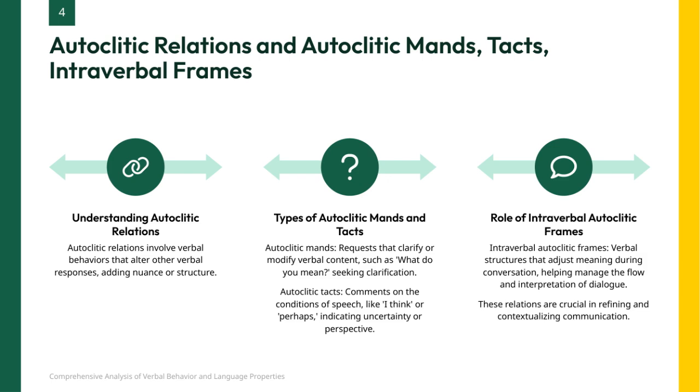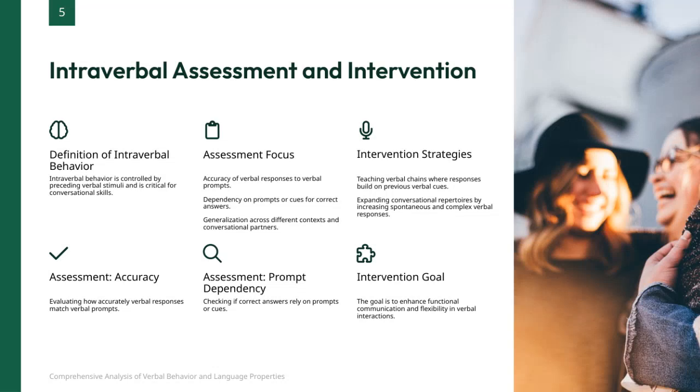Then we have intraverbal autoclitic frames, which are verbal patterns that shape meaning within conversation, helping to control how the dialogue flows and how the content is interpreted. Altogether, these autoclitic relations are essential tools that refine and give context to our communication, making it clearer and more effective.